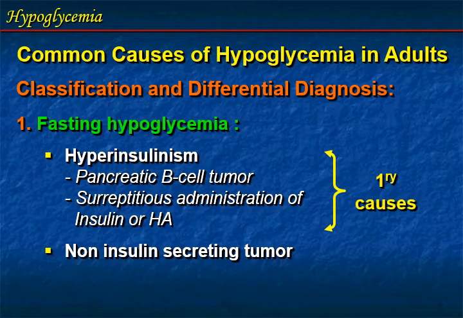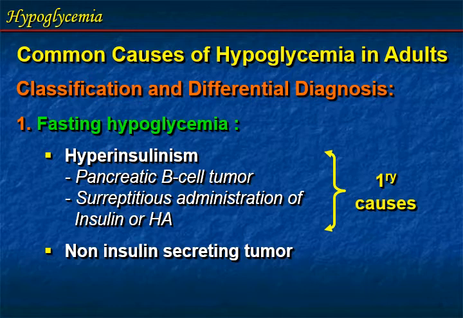For fasting hypoglycemia, we have two important points to remember: either due to hyperinsulinism or due to non-insulin secreting tumors. And by hyperinsulinism, we mean either an endogenous one, such as a pancreatic beta cell tumor, between brackets insulinoma, or self-administration of insulin or oral hypoglycemic agents, suicidal or factitious. And the other pillar is the non-insulin secreting tumors.